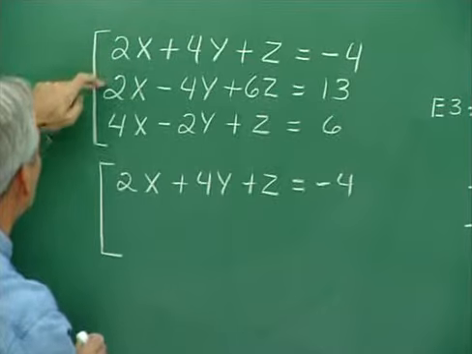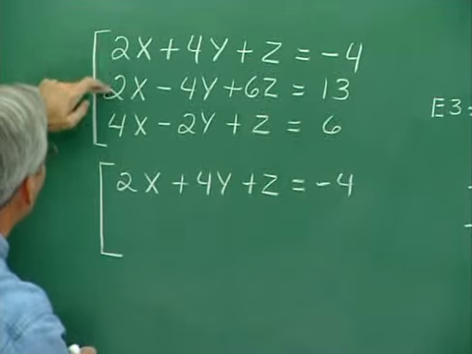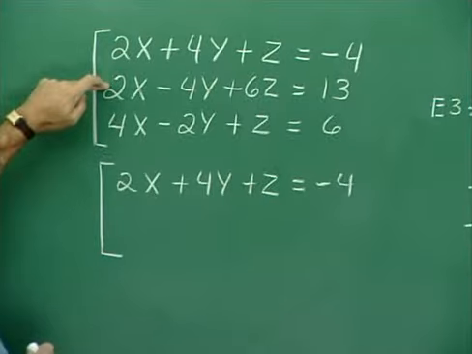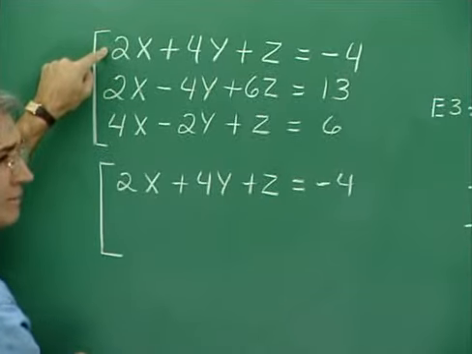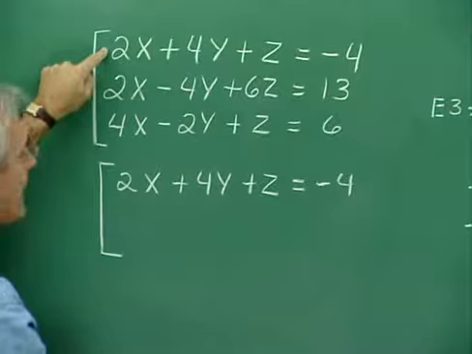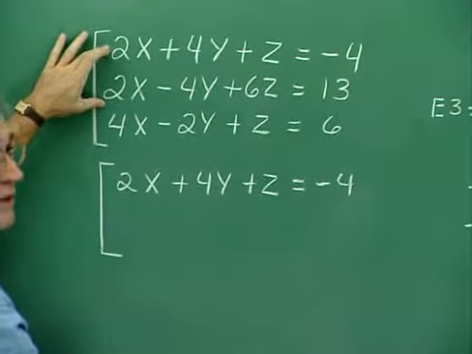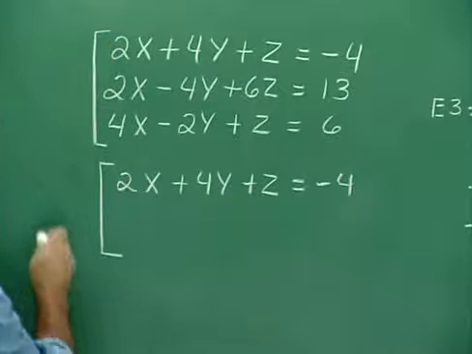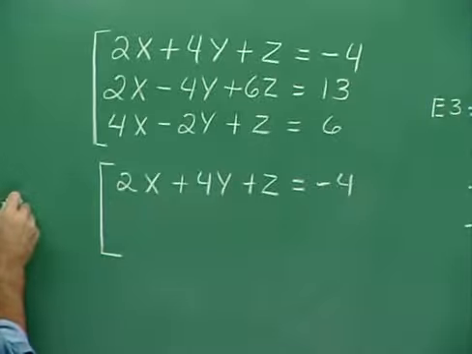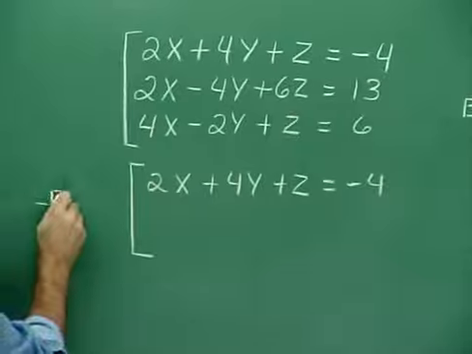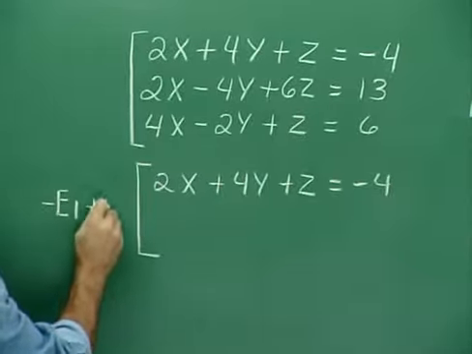So this is equation 1, 2, and 3. So now we're working with these two. If we multiply equation 1 by -1 and then add equation 2, we'll get the vacancy that we're looking for. So here's what we're doing. We're multiplying equation 1 by -1, and then we're adding equation 2.